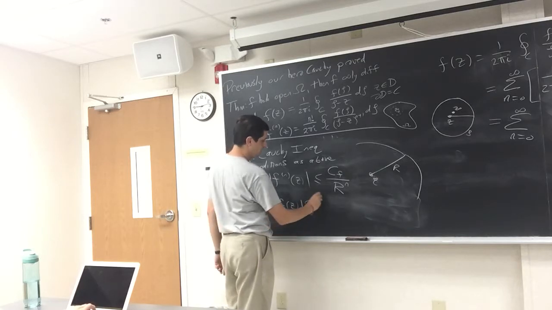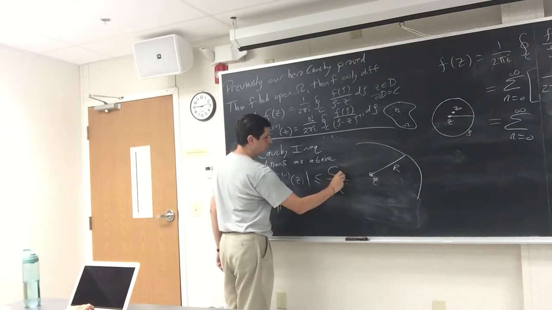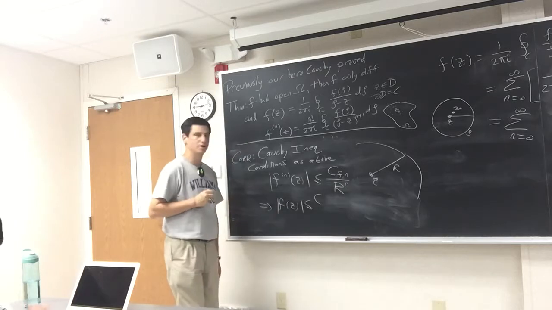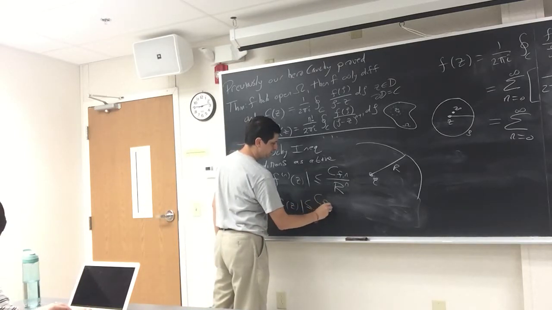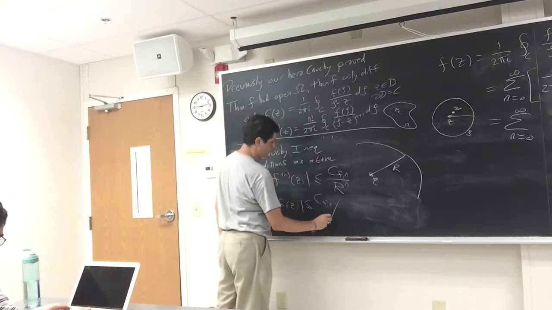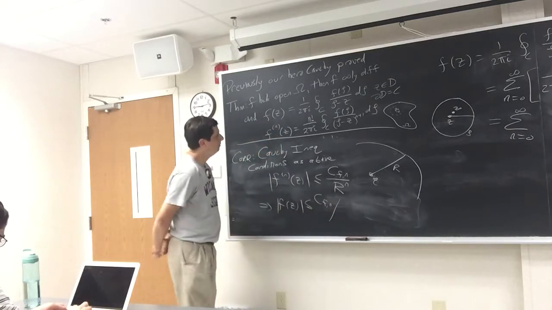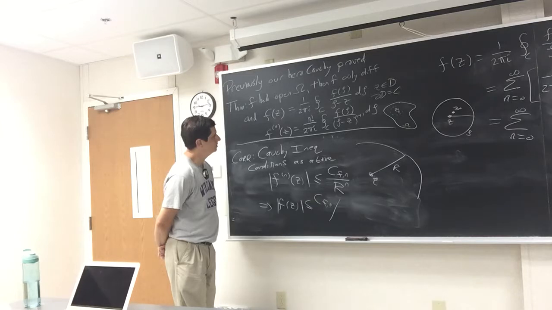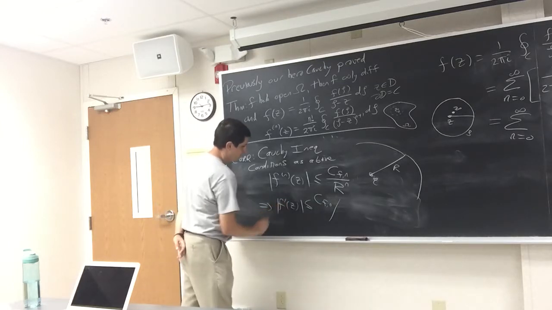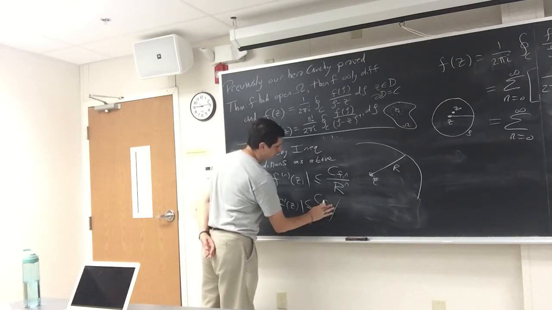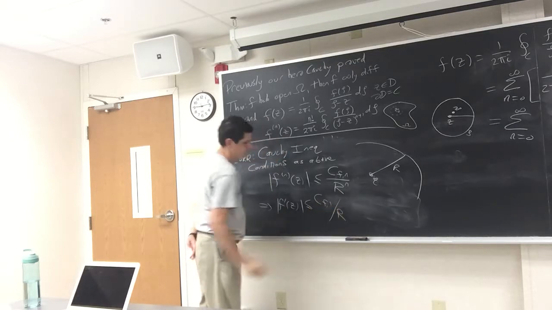In particular, we have a bound on the size of our function. It's less than or equal to some constant, and here I'll call that constant C_{f,n}, because the constant can depend on n. It'll be less than C_{f,0} over... how do I want to do this? I'll do it this way. The first derivative is bounded like this.